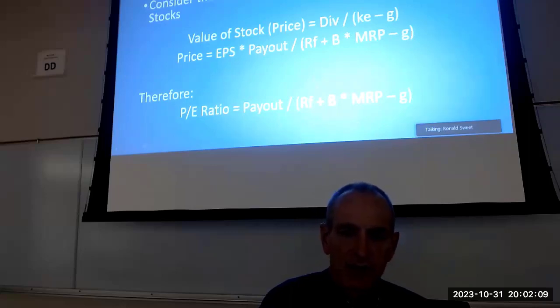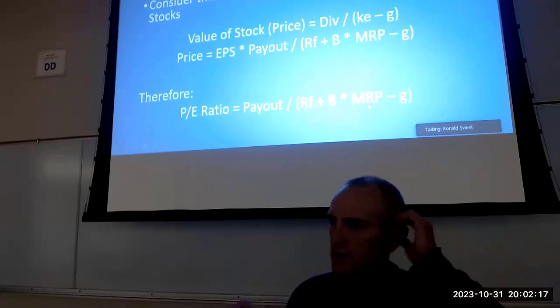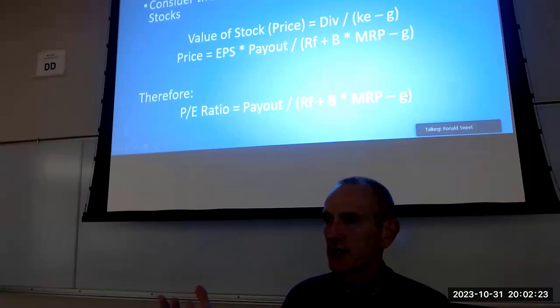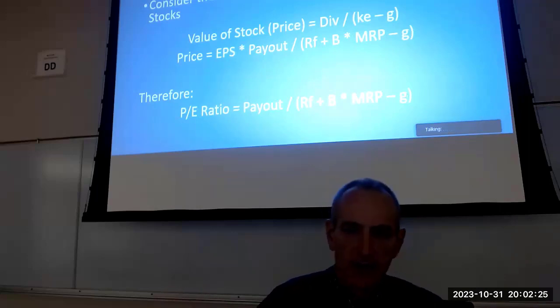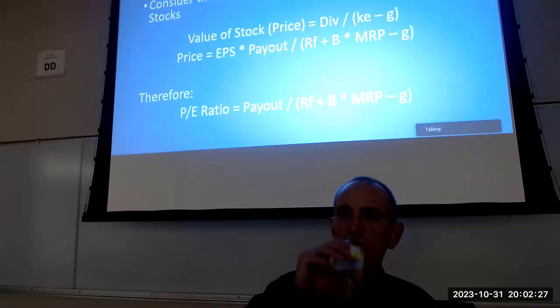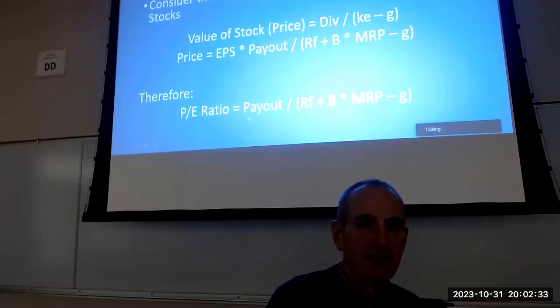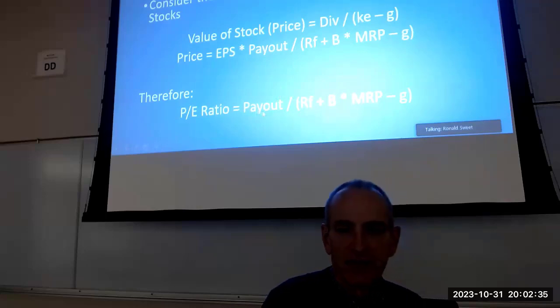You have things that relate to the overall economy. You have things specific to your company. These two things, risk-free rate and market risk premium, are going to affect all companies equally, not your company specifically. Beta and growth are going to be specific to your company. I left out one thing. What did I leave out? Payout ratio. All right, I'll answer it for you.